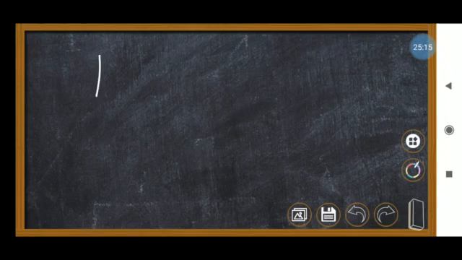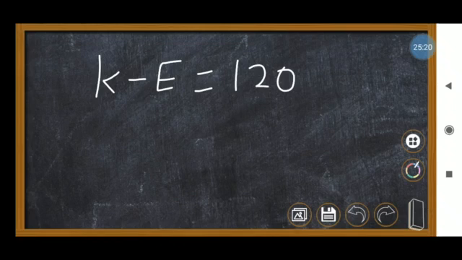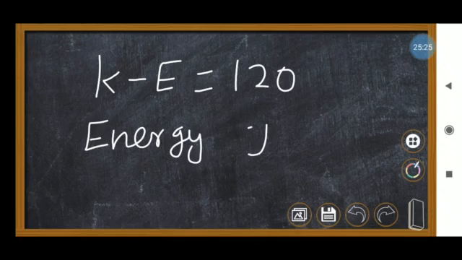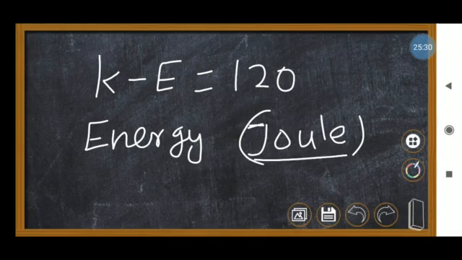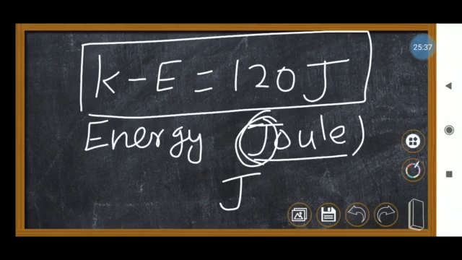So the kinetic energy is equal to 120, and the energy unit is joule, the name of the famous scientist Joule. For that we take the first letter, so energy unit is J. That means 120 joule. So the kinetic energy of that object is 120 joule. We can write that the SI unit of energy is joule. Okay, we will come to the next problem.